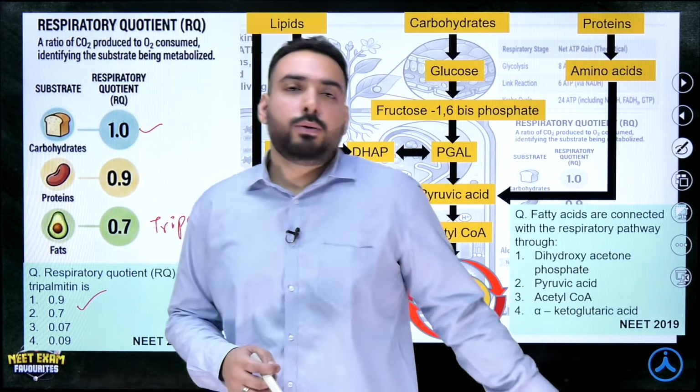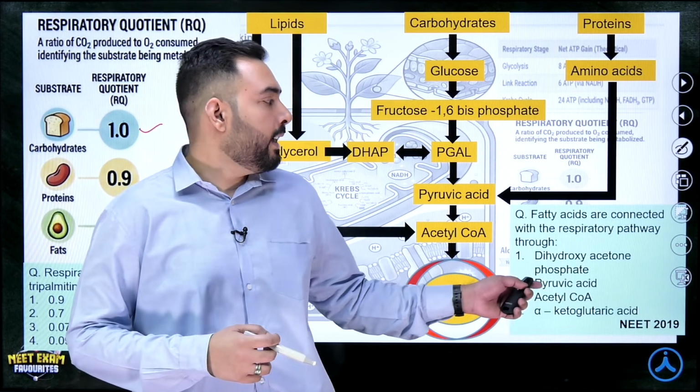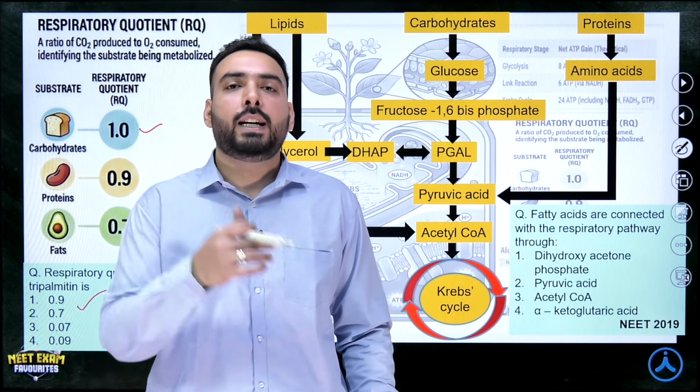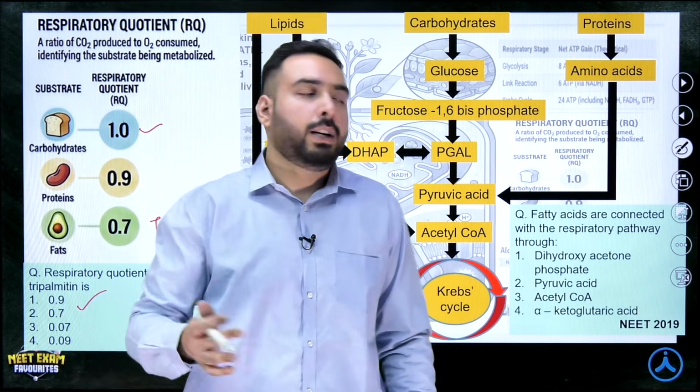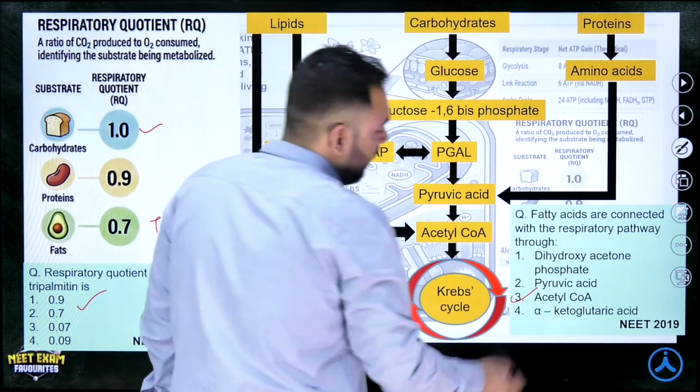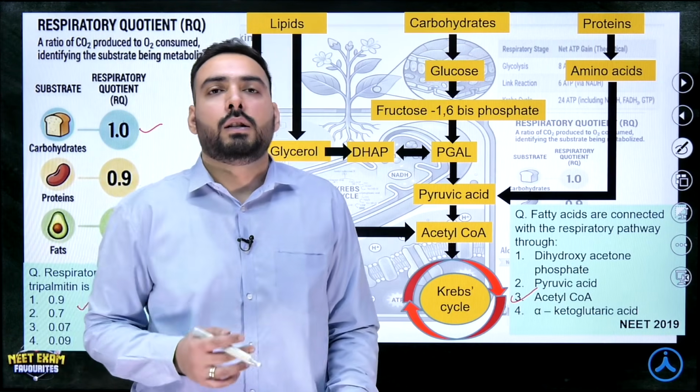What is the other MCQ? Fatty acids are connected with the respiratory pathway through. So we need to tell which compound is formed by the fatty acid being converted into a respiratory substrate. We know fatty acids are converted into acetyl coenzyme A when they enter this pathway.